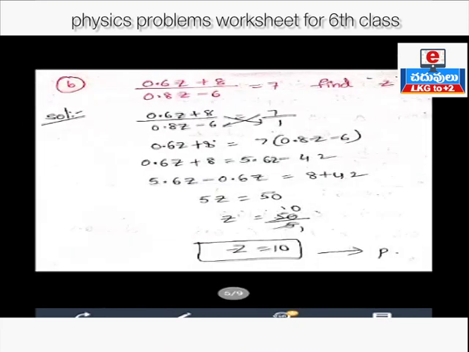Now see option B. What is it? 0.6z plus 8 by 0.8z minus 6 is equal to 7. In this, what is the variable? Z is a variable. By using this equation, we can find the Z value. In the RHS, 7 is there. The denominator is not there, so I can write here the denominator as 1 for doing cross multiplication, children. So this numerator is multiplied by 1, so we can write it as it is. Equal to, next, on the RHS, 7 is multiplied by this denominator 0.8z minus 6.